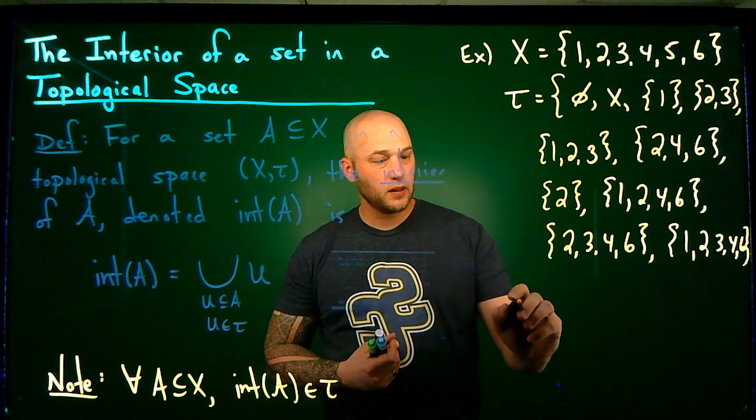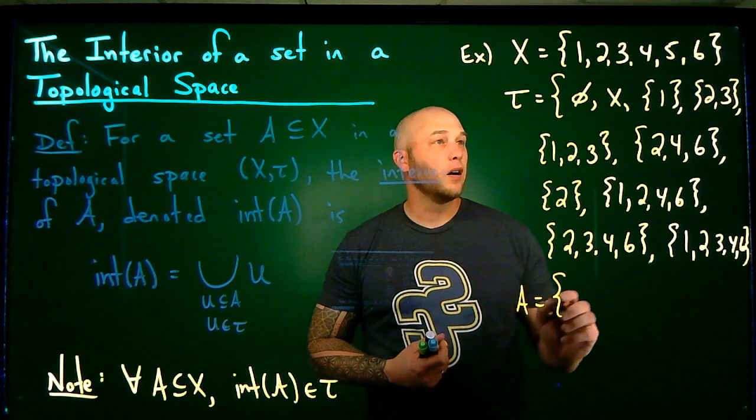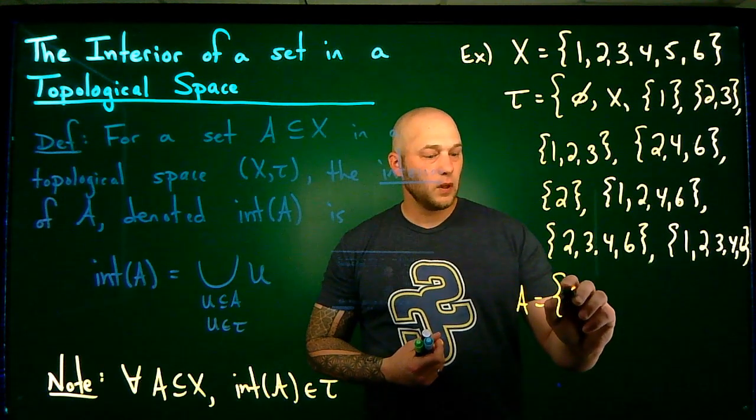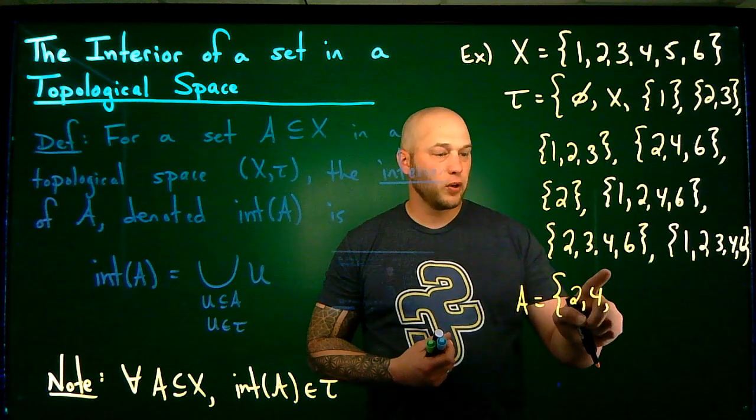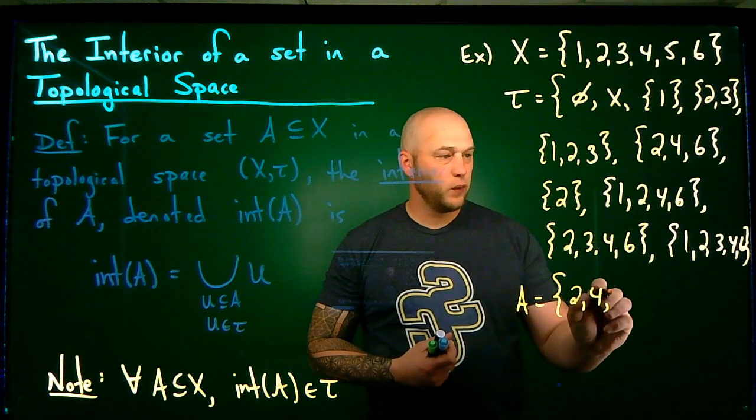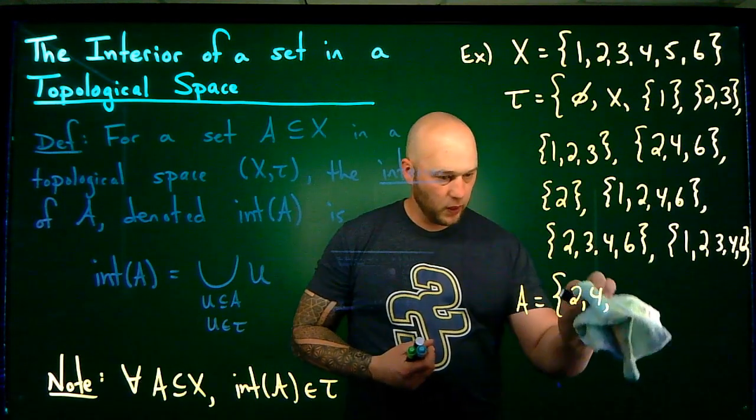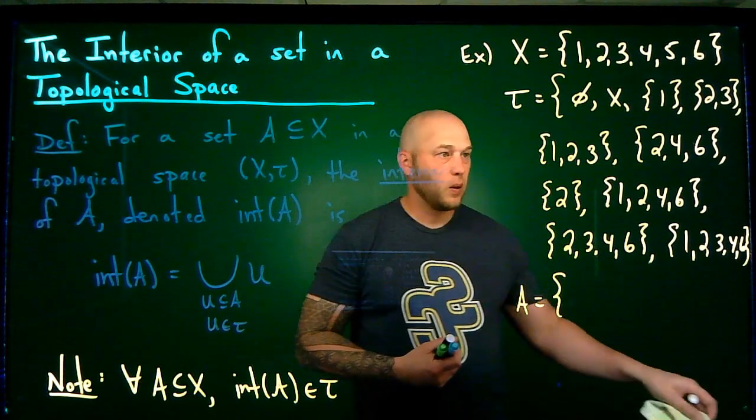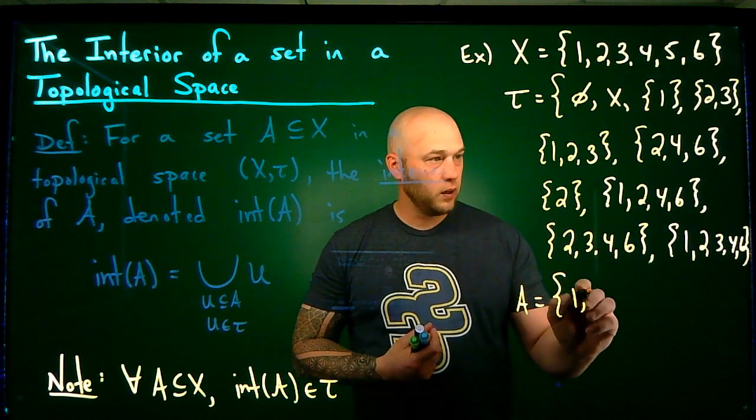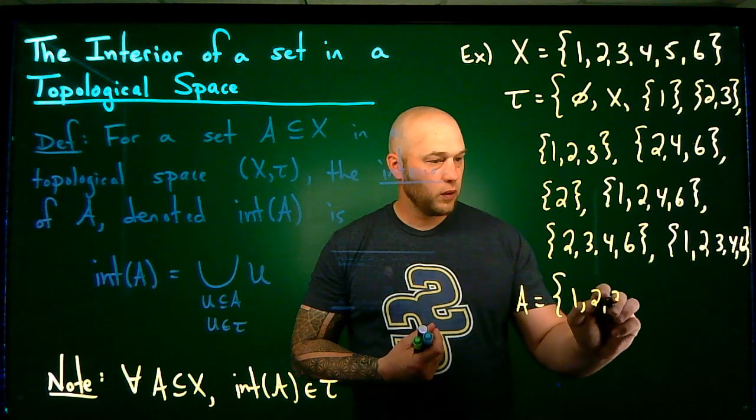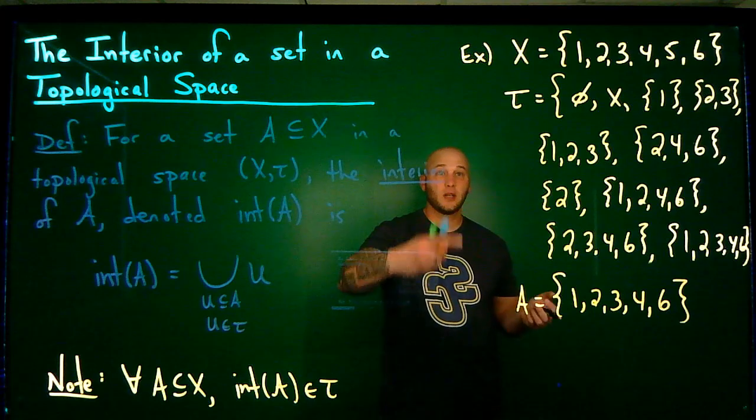Now let's say I've got the set A, which is a subset of X. Again, I'm just making this up as I go. I don't want it to be open itself, so let's say A consists of 1, 2, 3, 4, 6. There's my set A, which is, of course, a subset of X.